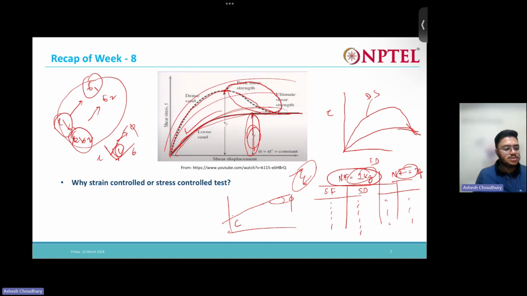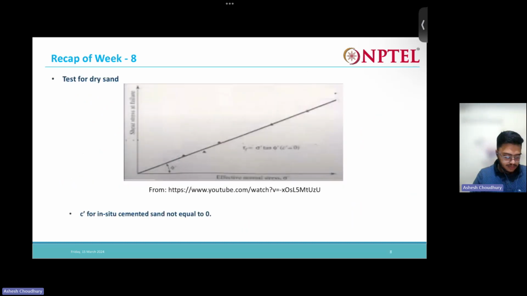So I'm not going into detail on all these things because everything has been discussed very clearly in your theory classes. So you can see here, this is a typical test result, a test graph for a dry sand.